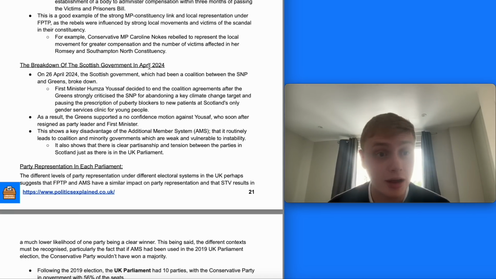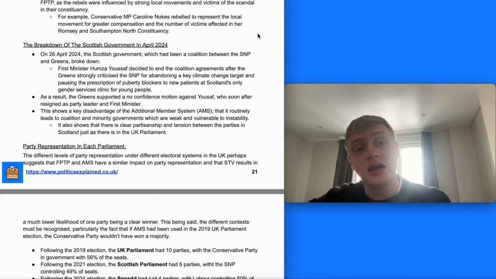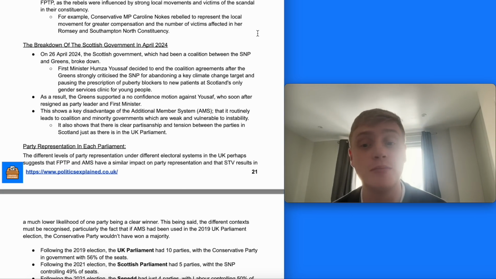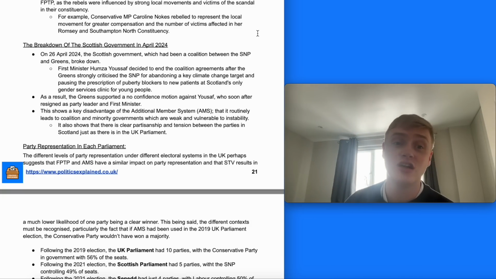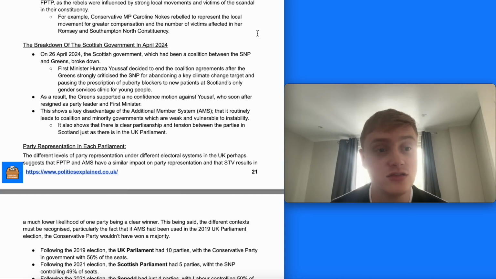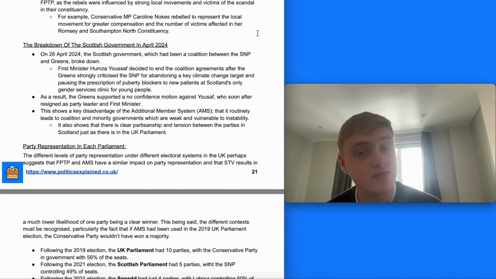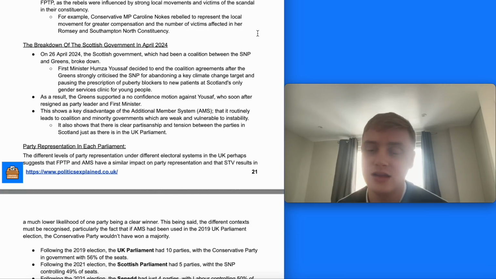So building on that a little bit, we've also got the breakdown of the Scottish Government in April 2024, which I referenced a little bit. Effectively, in late April 2024, the Scottish Government, which had been a coalition between the SNP and the Greens, broke down. Yousaf decided to end the coalition agreement after the Greens strongly criticised the SNP for abandoning a key climate change target and pausing the prescription of puberty blockers to new patients at Scotland's only gender services clinic for young people. As a result, the Greens supported a no confidence motion against Yousaf, who soon after resigned as party leader and as First Minister.